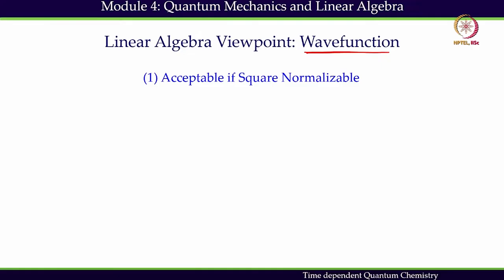All well behaved wave functions which are acceptable in quantum mechanics must be square normalizable. This is something which, without noticing it, we have used. We have used the normalization condition. We have said that before the time evolution, we must always take the normalized wave function. So all well behaved, physically acceptable functions; any function I cannot accept physically in quantum mechanics. Those functions which can be accepted in quantum mechanics are called physically acceptable wave functions.